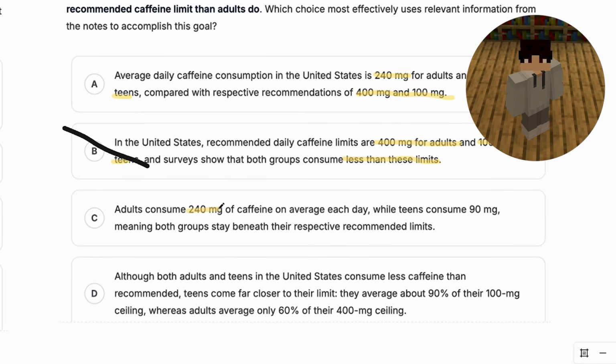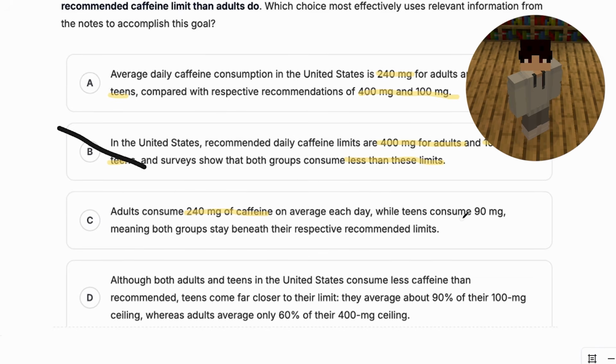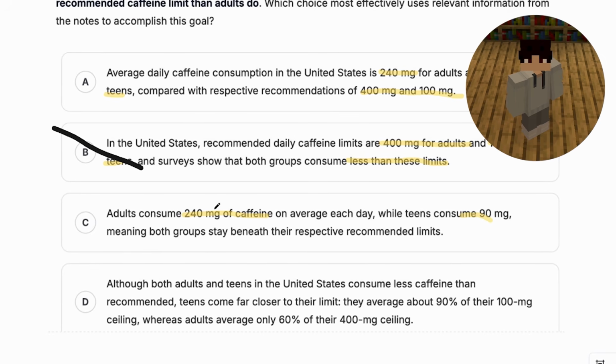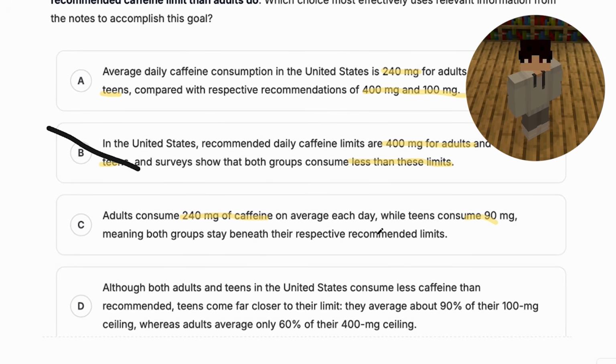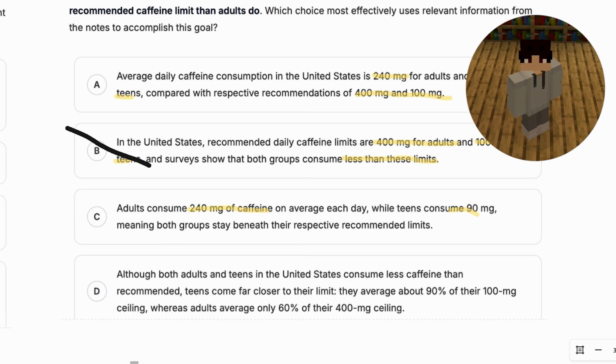Adults consume 240 milligrams of caffeine on average each day, whereas teens consume 90 milligrams, meaning both groups stay beneath the respective recommended limits. Same problem as with B. It does not say anything about teens getting closer than the adults.